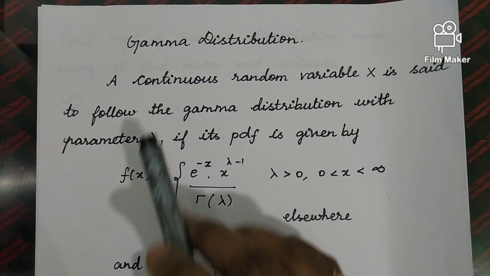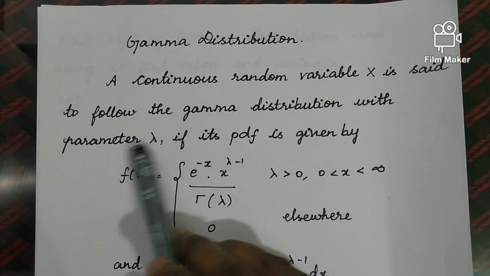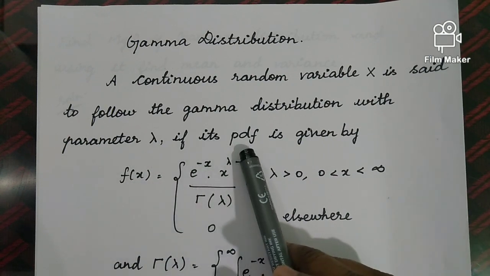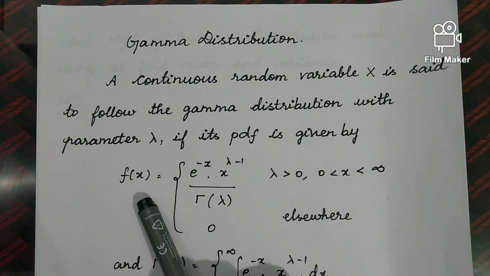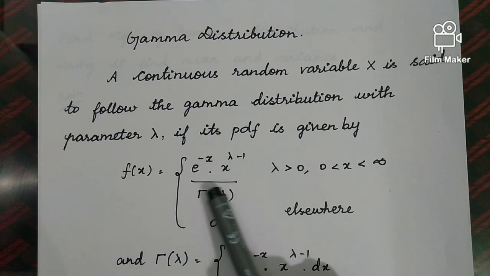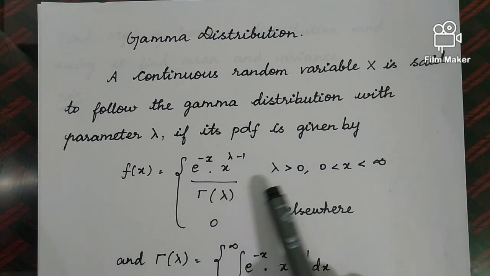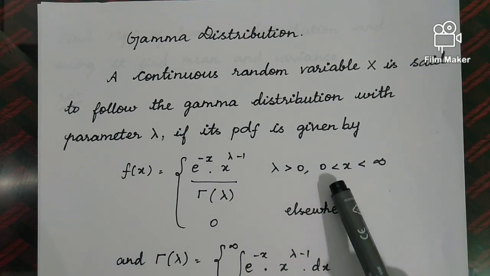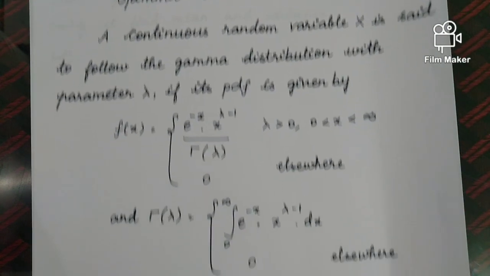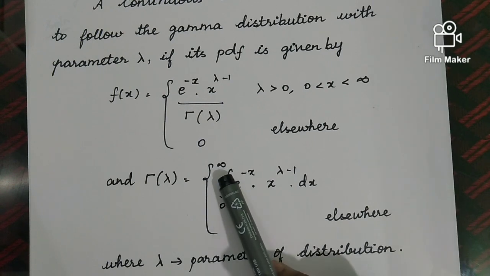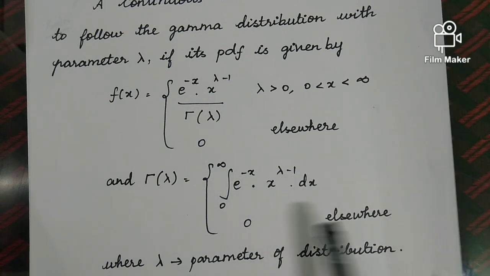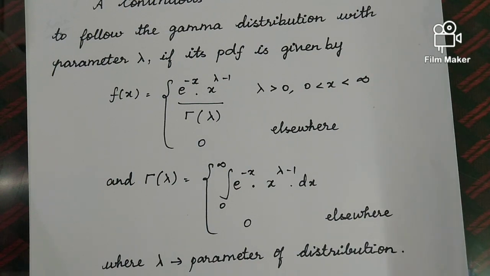Look at the definition. A continuous random variable x is said to follow the gamma distribution with parameter lambda if its PDF is given by f of x is equal to e power minus x, x power lambda minus 1, divided by gamma of lambda, such that lambda greater than 0, 0 less than x less than infinity, and 0 elsewhere. And gamma of lambda is a result: integral 0 to infinity e power minus x, x power lambda minus 1 into dx, where lambda is the parameter of the distribution.